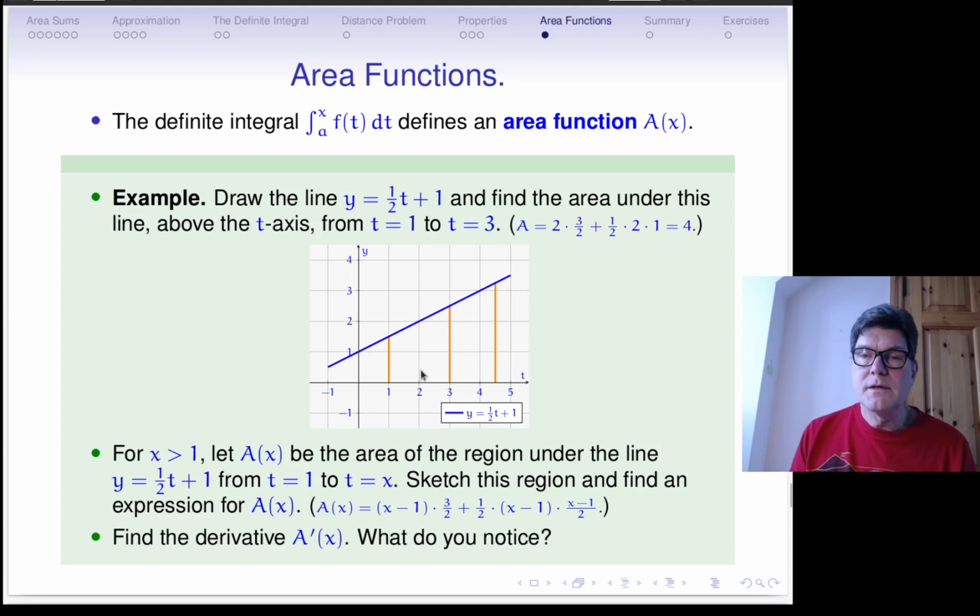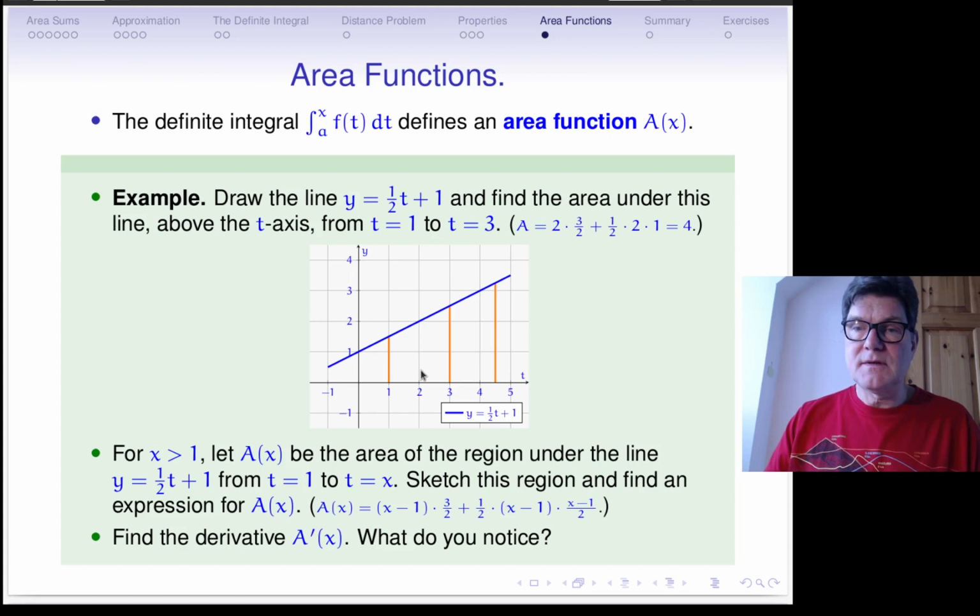And then finally, use the calculus 1, last semester's knowledge of derivatives, to find the derivative A prime of x, the derivative of the area function defined in this way. And do you notice anything? Is there a surprise?